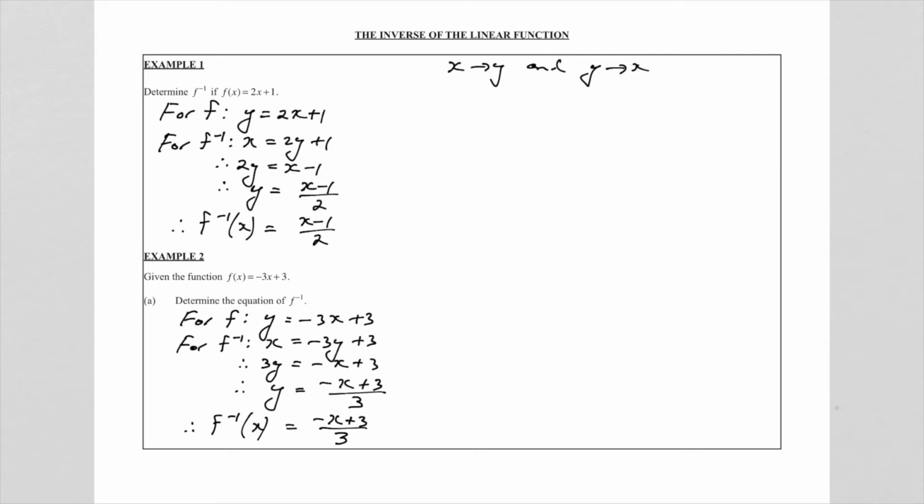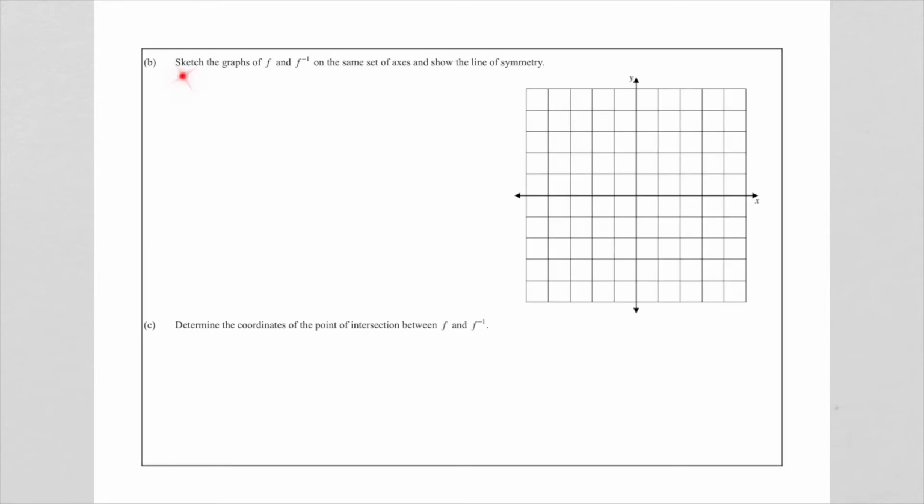Let's now look at the B part of this question. In B, they ask us to sketch the graphs of f and the inverse of f on the same set of axes and show the line of symmetry. So we will still discuss this whole thing about the line of symmetry. But they ask us to sketch the graph of f and the inverse on the same set of axes.